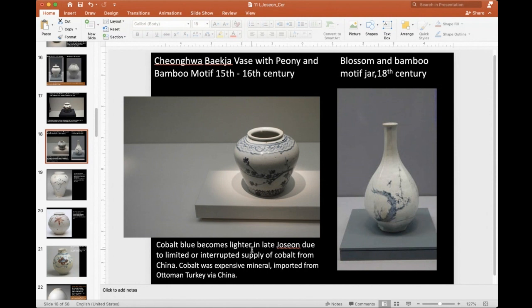Here, cobalt blue becomes lighter in late Joseon due to limited or interrupted supply of cobalt. It's like a mineral rock from China. Cobalt was an expensive mineral imported from Ottoman Turkey via China. So there is no steady supply of cobalt, and you have to be economical, frugal about it. So you dilute a very little amount with a lot of water, and the painting itself becomes fainter.